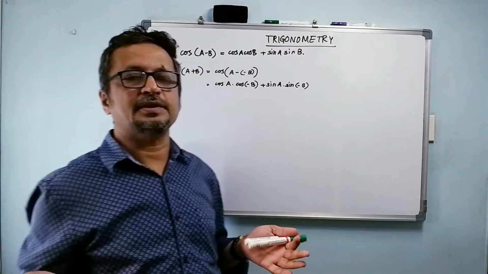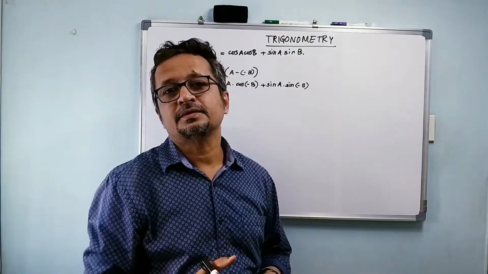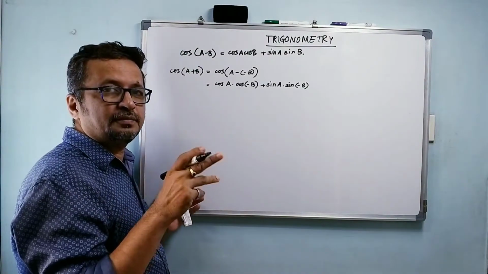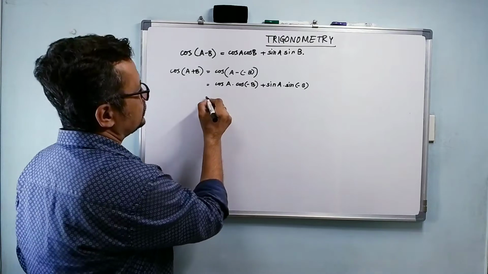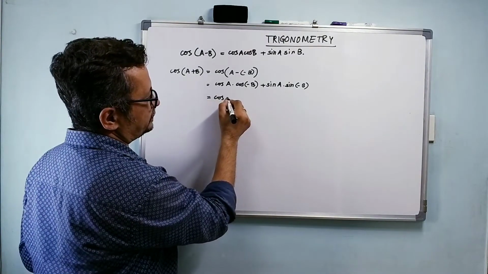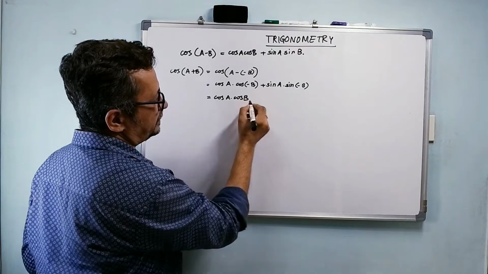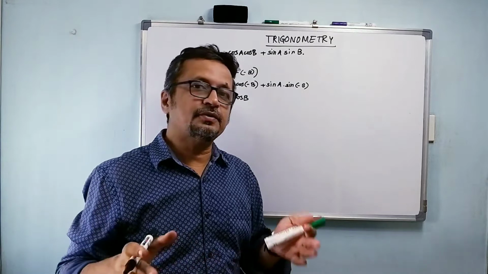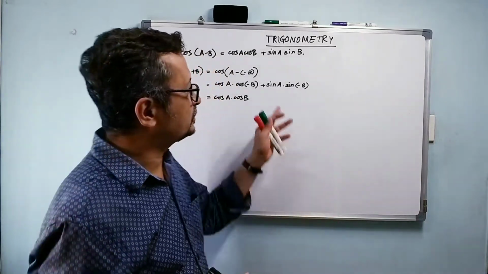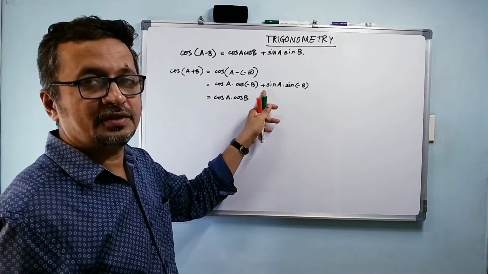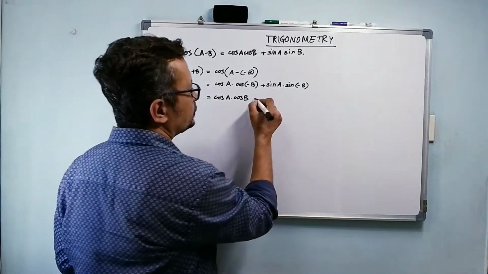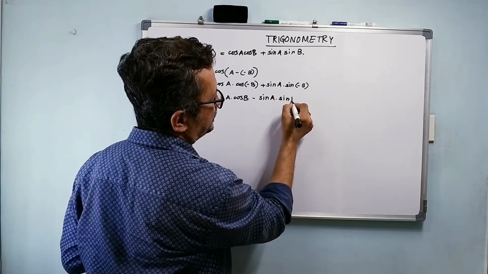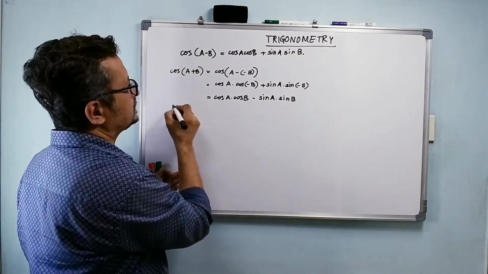Now cos of minus b is cos b, because in the first and fourth quadrant my cosine is positive, so I am going to write it as cos a cos b. Now here sine of minus b. In the fourth quadrant my sine ratio is negative, correct? So this positive is going to change to negative. So I am going to have sine a sine b. So cos a cos b minus sine a sine b.